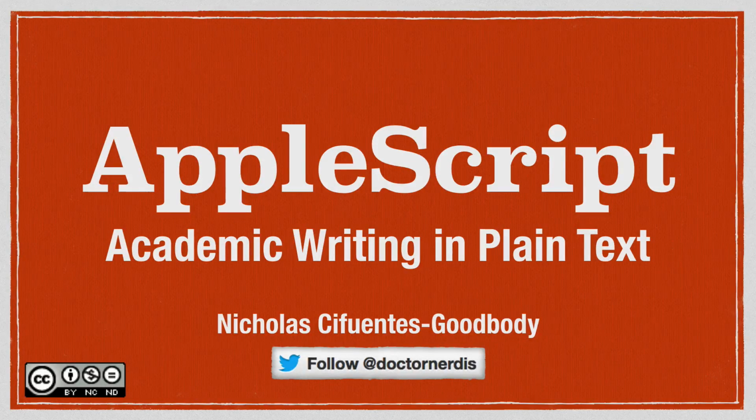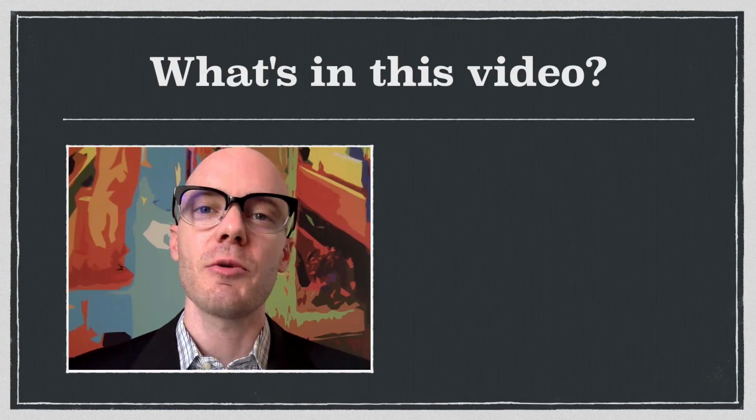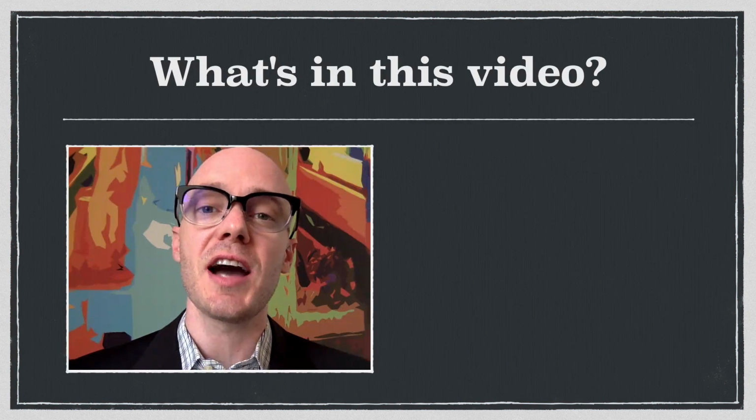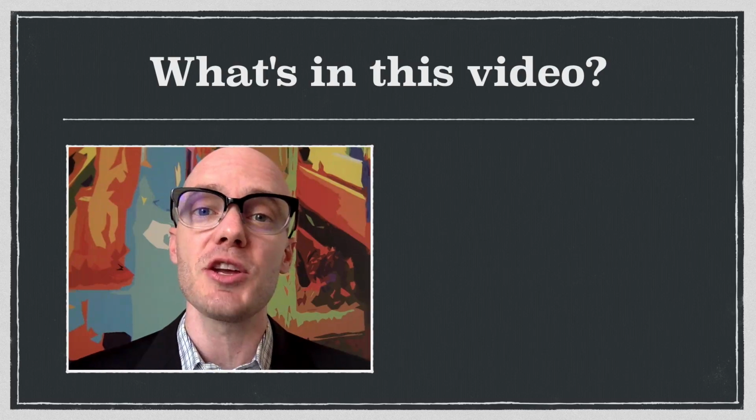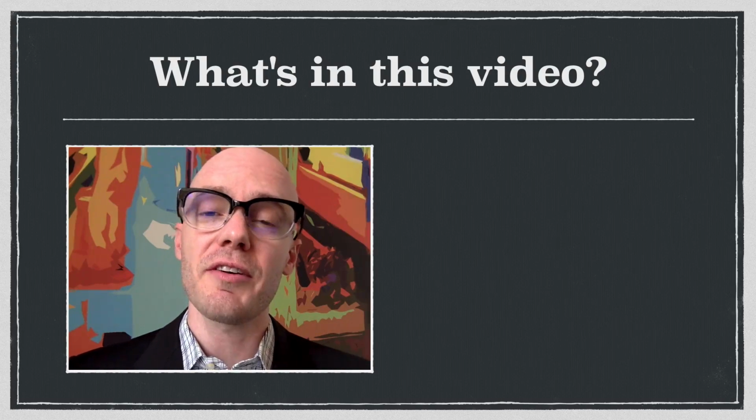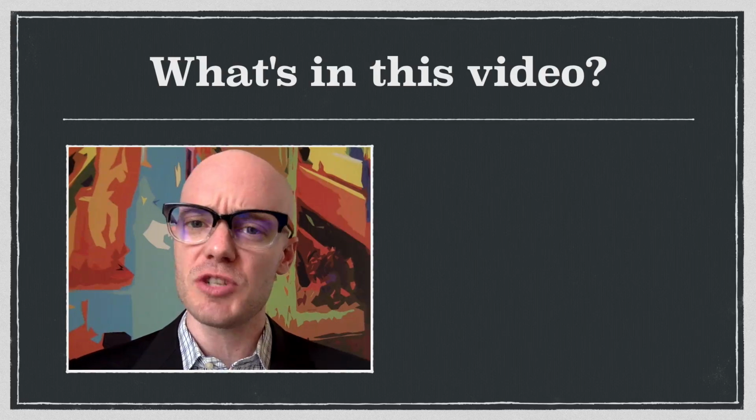When you're writing on your Mac, one way to really speed up the process and keep yourself in the flow is through automation and using AppleScripts. Hi everyone, in this video I'm going to show you how you can take items from your Zotero library and then, using an AppleScript, quickly cite them in your plain text documents. Now there are some steps to this process, so let me just walk you through them.